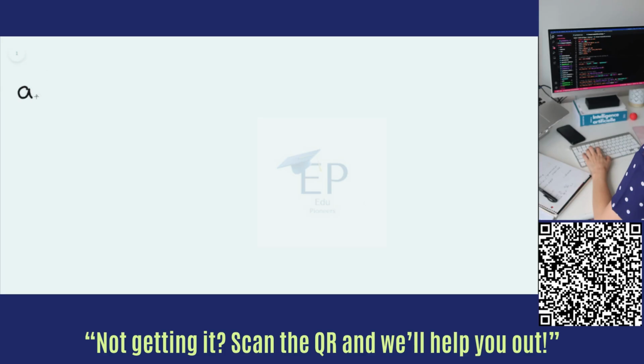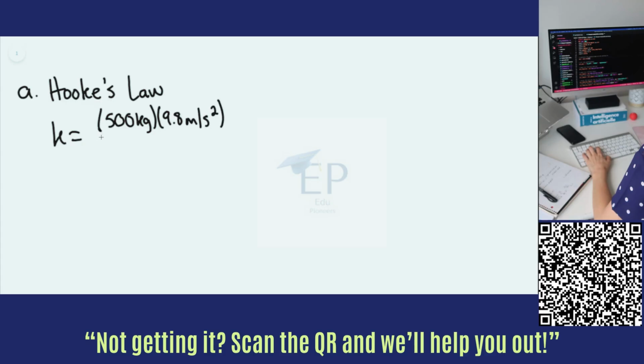So for part A, from Hooke's law, we have that the spring constant k would be equal to the weight, 500 kilograms multiplied by 9.8 meters per second squared, divided by 10 centimeters, or we can keep it as centimeters, so 10 centimeters. This would be equal to 4.9 times 10 to the 2 newtons per centimeter.